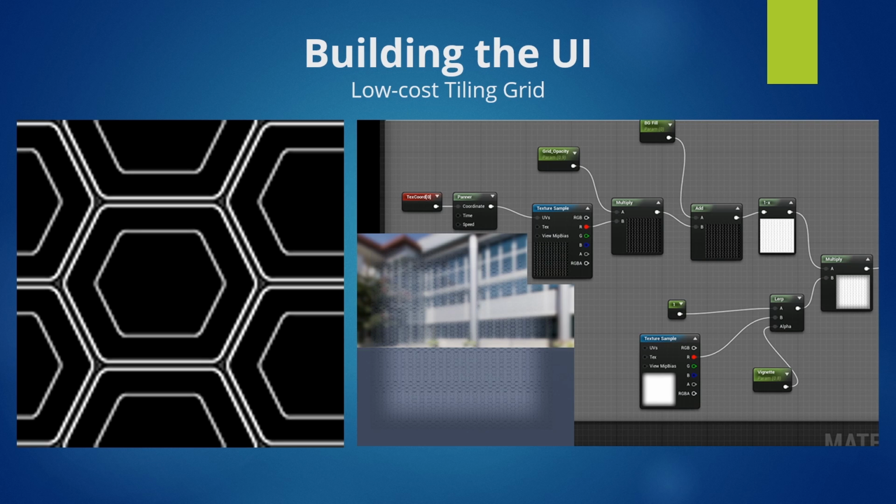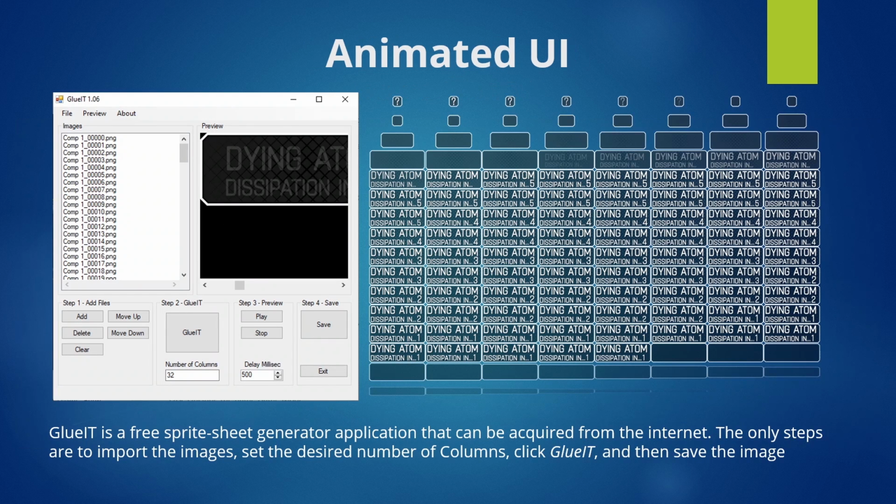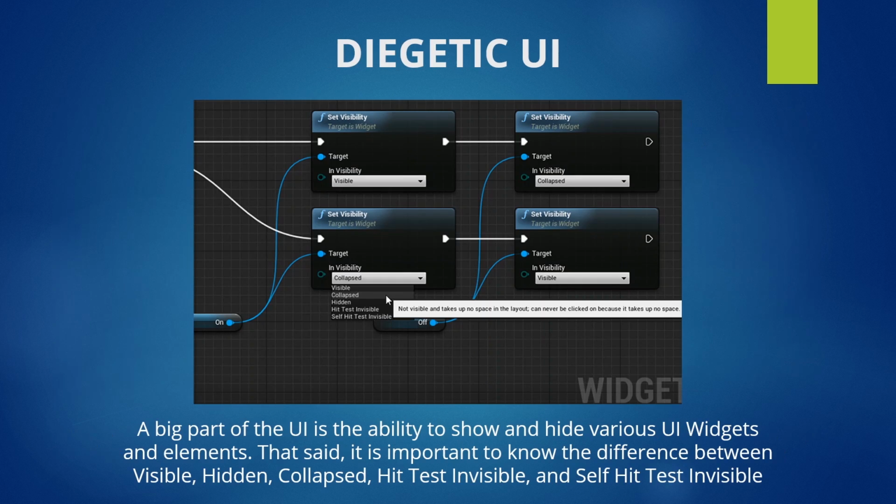For any tiling elements, such as this hexagonal grid, breaking the image down into its simplest tile improves both the visual fidelity and performance by needing fewer dedicated pixels. To generate single image sprite sheets from image sequences, I use a free piece of software called Blueit.